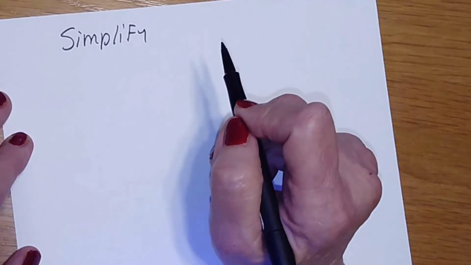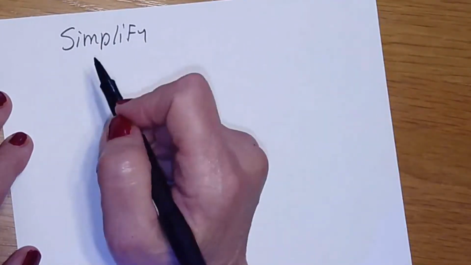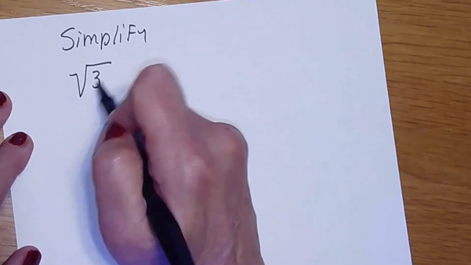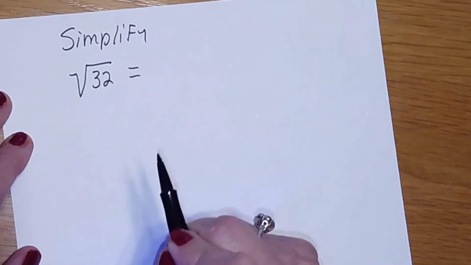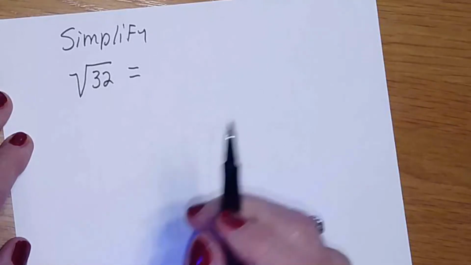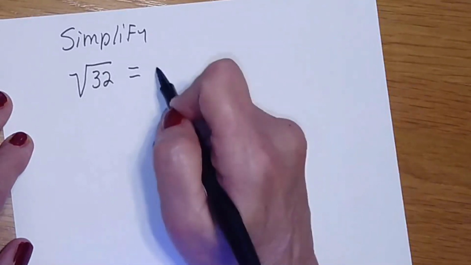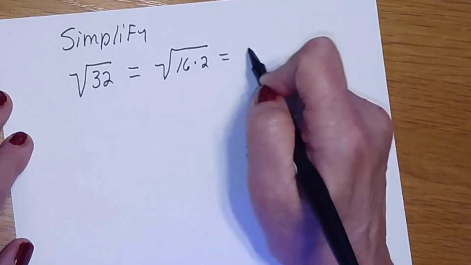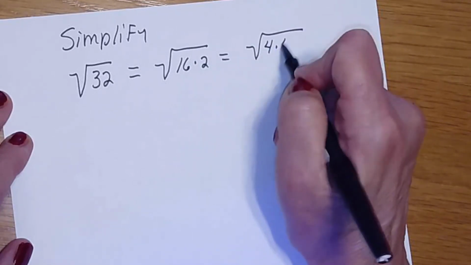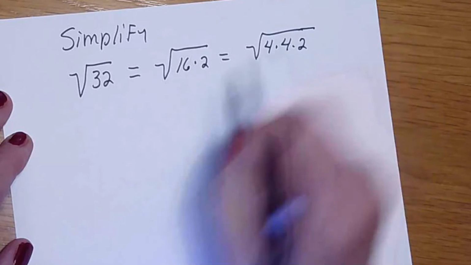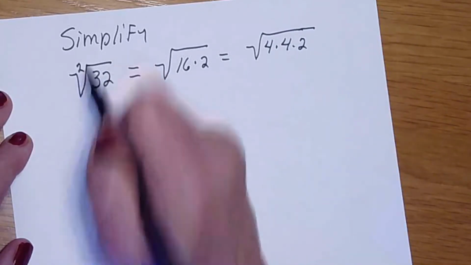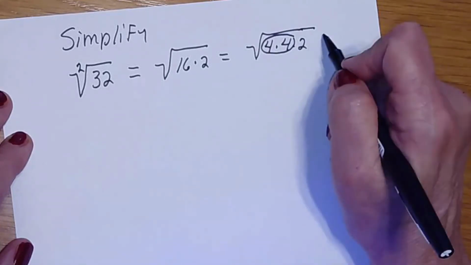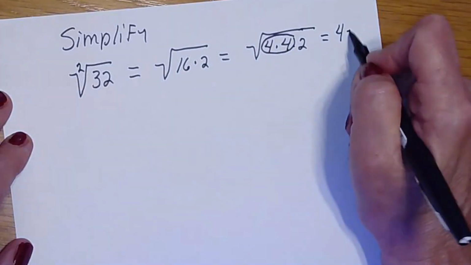Let's simplify. We factor the radicand. If I have the square root of 32, then first I factor it out, and I know that it's going to be 16 times 2, which is 4 times 4 times 2. Since it's the square root, there's an understood index of 2 here. I know for every 2, they're going to come out as 1. I wind up with the 4 coming out, and the remainders stay in.